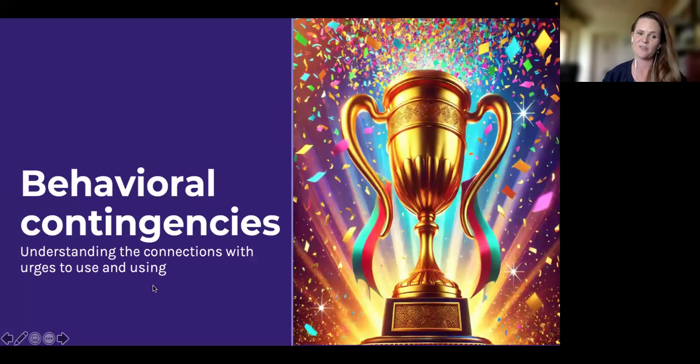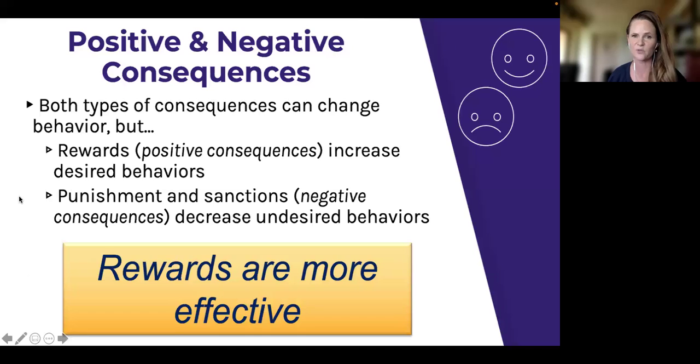So let's move now to behavioral contingencies, which are an important next step in terms of how we apply the functional analysis. And this is how we understand the connections with urges to use and then the translation to the using behavior itself. So for the purposes of this presentation, we can think of positive and negative consequences as, a positive consequence being a reward, negative consequence being a punishment. Technically, it's not nearly that simple in psychology, but for the purposes of this presentation, it makes it much easier.